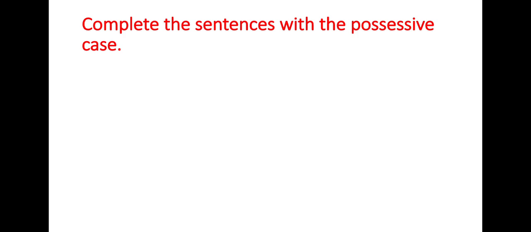Complete the sentences with the possessive case. Sentences ko complete karna hai with the possessive case. Possessive mean malkiyat. For example, he has his dog. He has, wo rakhta hai his dog, apna dog.